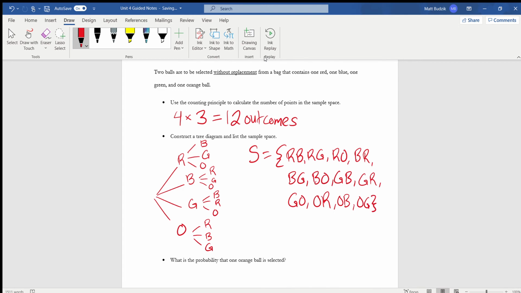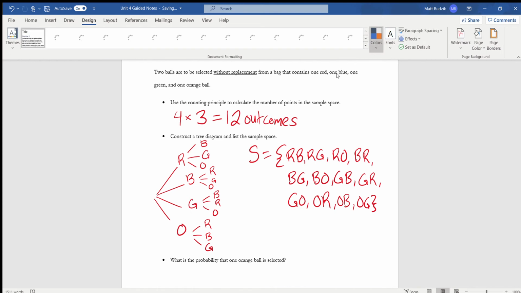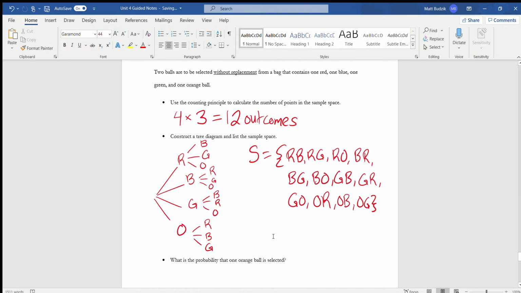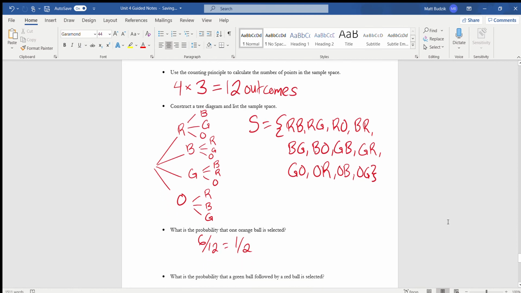So now we want to know what's the probability that one orange ball is selected. So we want to then look at our sample space. Again, how many of these outcomes have one orange ball in it? So we have red then orange, blue then orange, green then orange, orange then red, orange then blue, orange then green. So there are 6 successful outcomes over my possible 12. So that means that I have a 1 in 2 shot of picking an orange ball at least once.